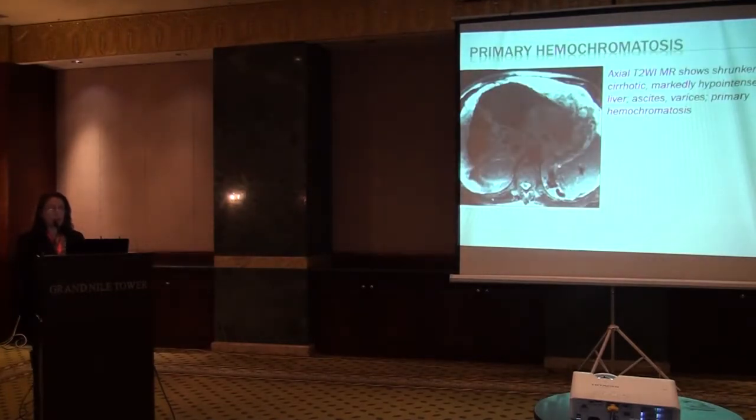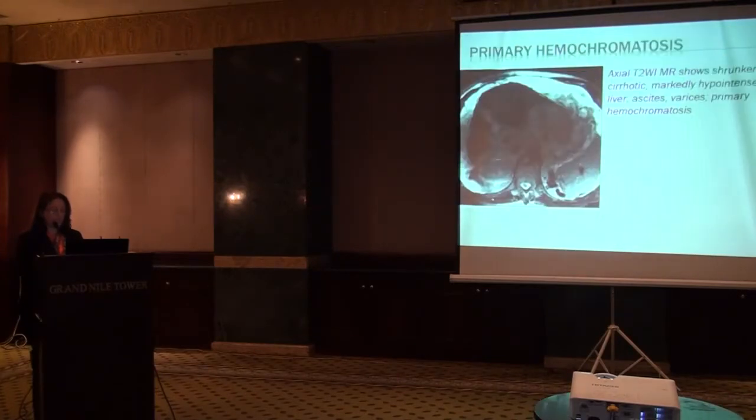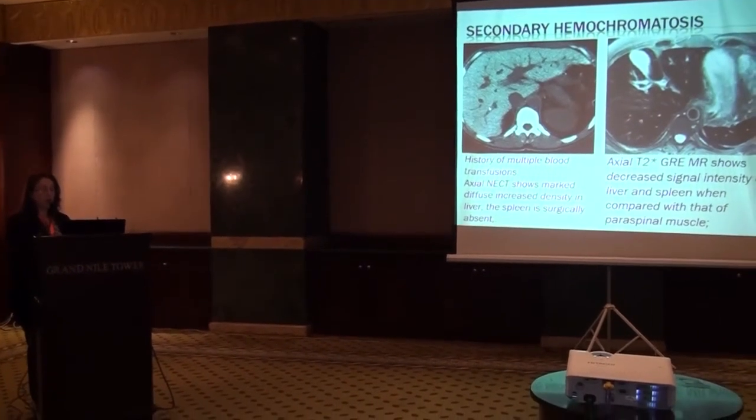This is an axial T2 weighted MR image, which shows a shrunken cirrhotic liver, but the obvious finding here is that it is markedly hypointense, with ascites and varices, compared to the spleen. The spleen here is normal, denoting that this is primary hemochromatosis. These are two cases of secondary hemochromatosis where the liver, in non-contrast enhanced CT, shows marked increased density.